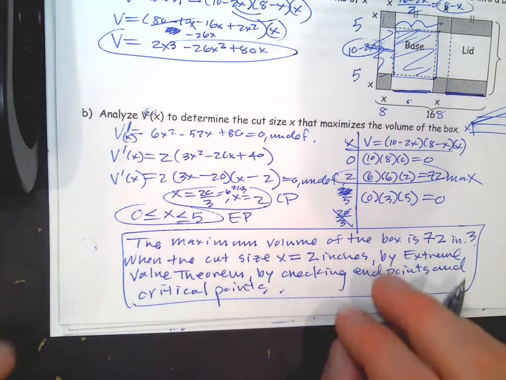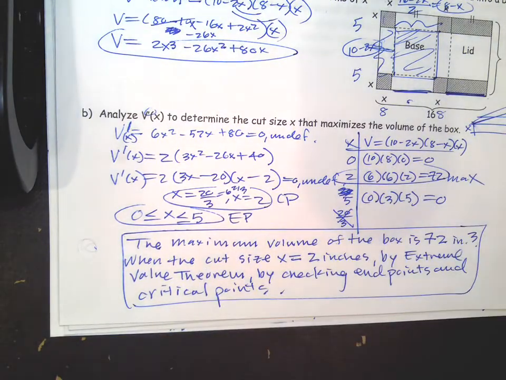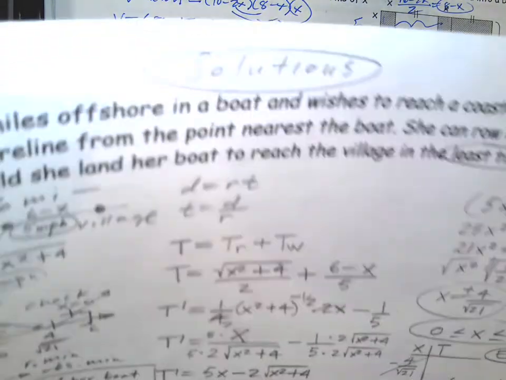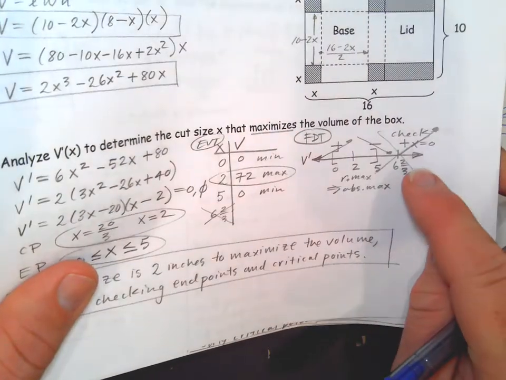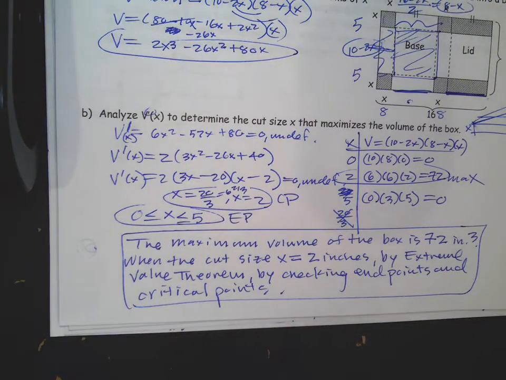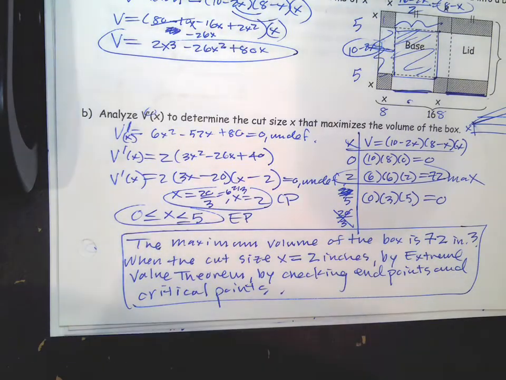All right, there you go. Now you could pull it off, I think, with the first derivative test, but you still got to use the endpoints, and then the explanation is just horrible. So I wouldn't recommend it.